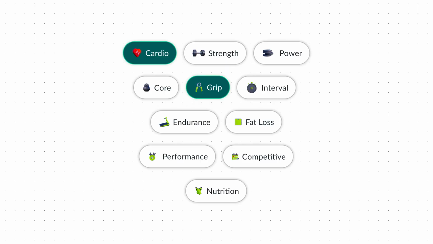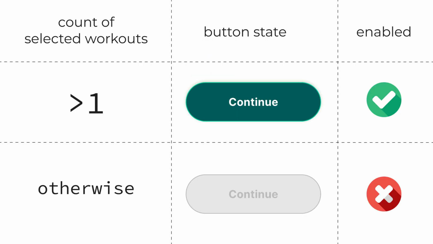Fantastic. All our workout chips are showing up, each with its own icon, and we can select and deselect them individually. That state management is working perfectly. So, the user makes their selections. What's next? They need to confirm or continue, right? We definitely need a button for that. Let's add a continue button.